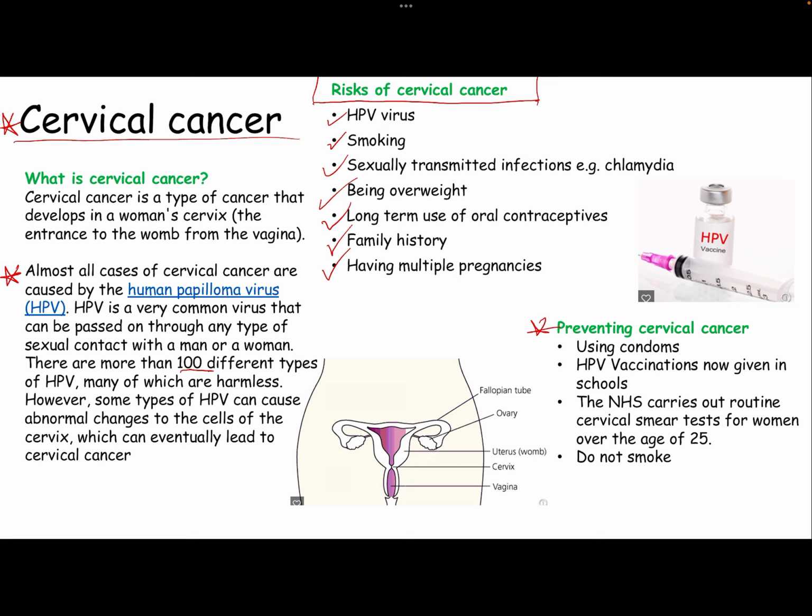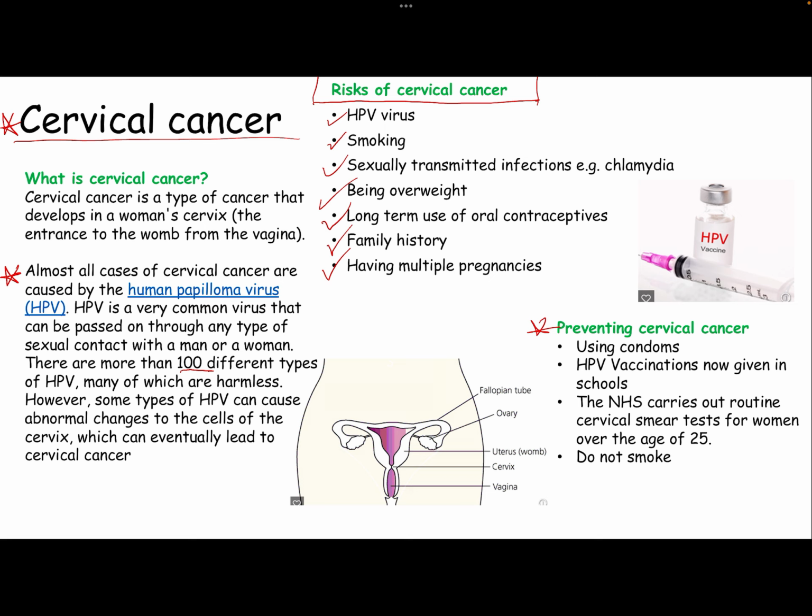Preventing cervical cancer: using condoms. HPV vaccinations are now given in schools. The NHS carries out routine cervical smear tests for women. I think it's every 3 years that you females are written to by your GP. You then make the appointment, and you go and have this smear test done. If all is well with the sample you've given, you'll be written to and told that everything's okay, no abnormalities were found. However, if there were abnormalities identified, you'd be invited back in, and then you can discuss the course of action from there.